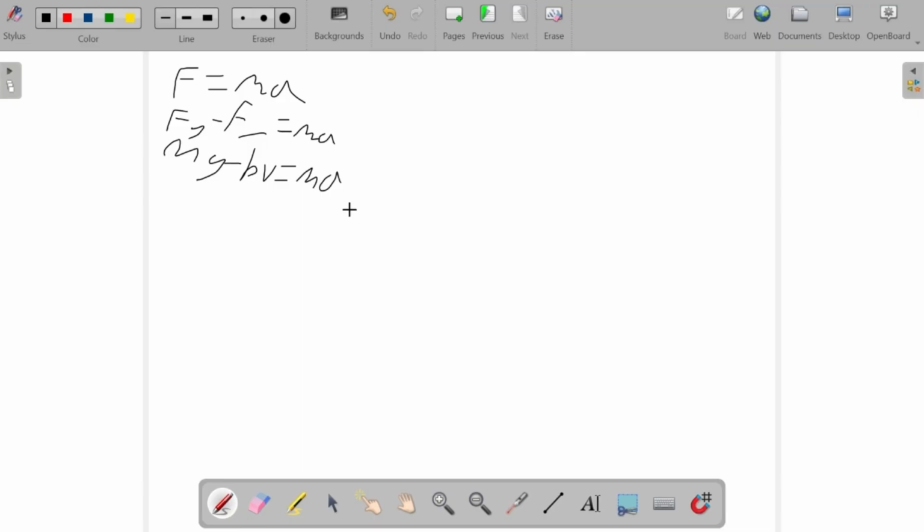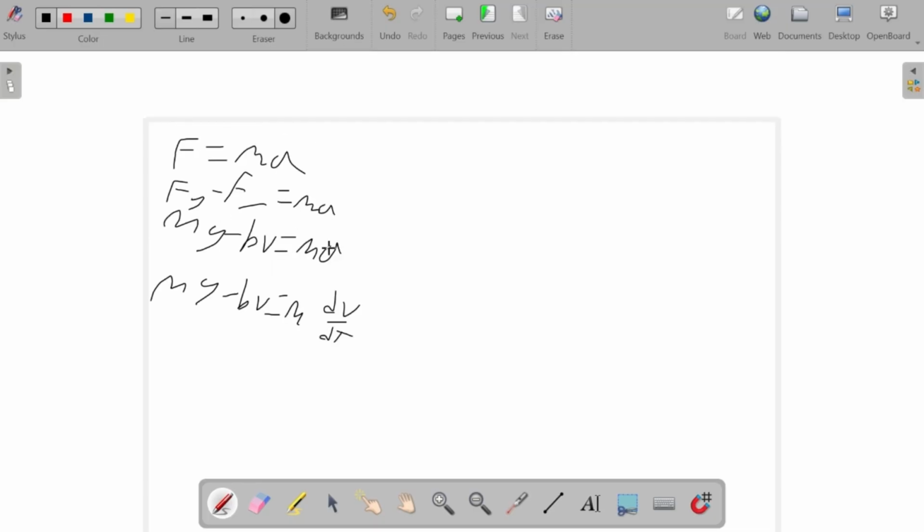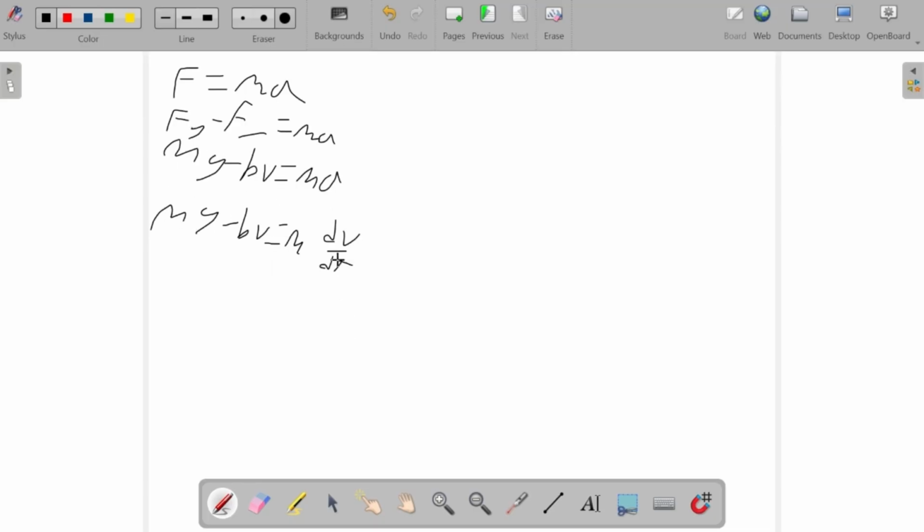Now what we're going to do is turn ma into something different. We're going to say mg minus bv equals m dv/dt, because dv/dt is equal to a. Now, this next part is the crucial step you have to know. We're going to move this dt over, and we're going to divide by mg minus bv. You might wonder, why are we doing that?